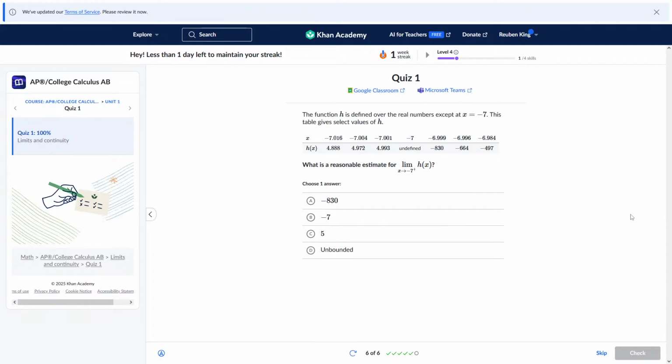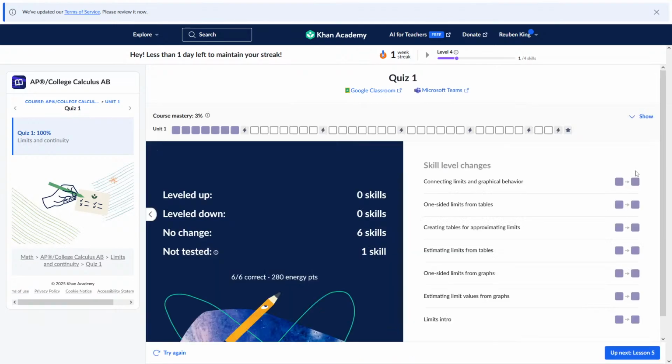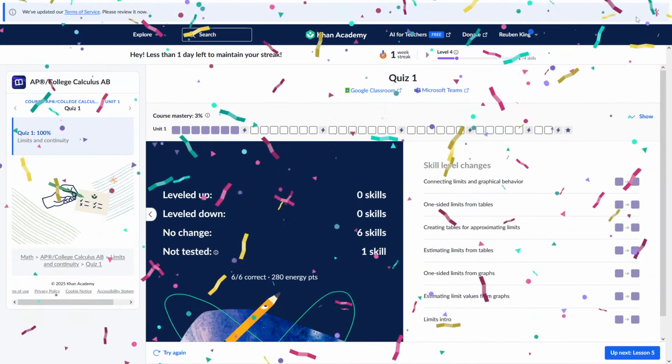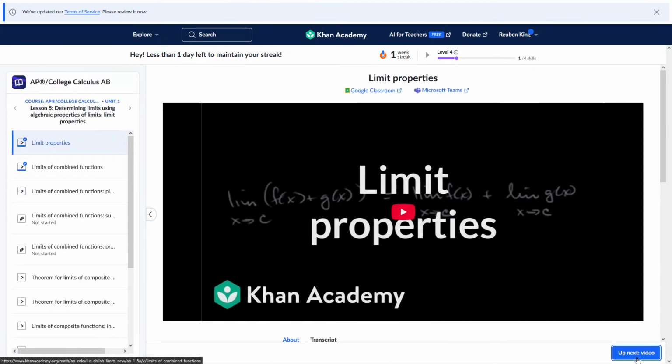What is a reasonable limit as x approaches -7 from the right? From the right? I mean, that's unbounded, ain't it? Yeah. Oh, it's like we never left. That's just a little bit of warm-up.